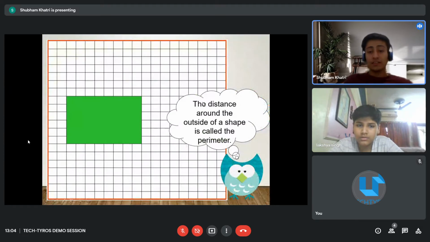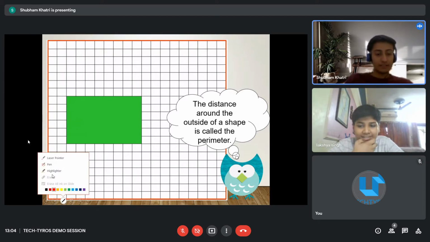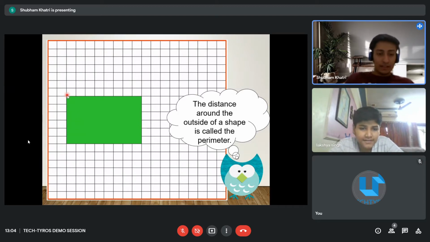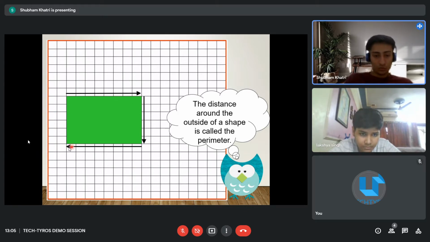So the distance around and outside of a shape is called a perimeter. Like if this is a shape, the sides. Yes, exactly. If I show you with the laser, this distance, the sum of all sides, is the perimeter. Let's see what the side lengths are. This length, where the arrows go, is our perimeter.